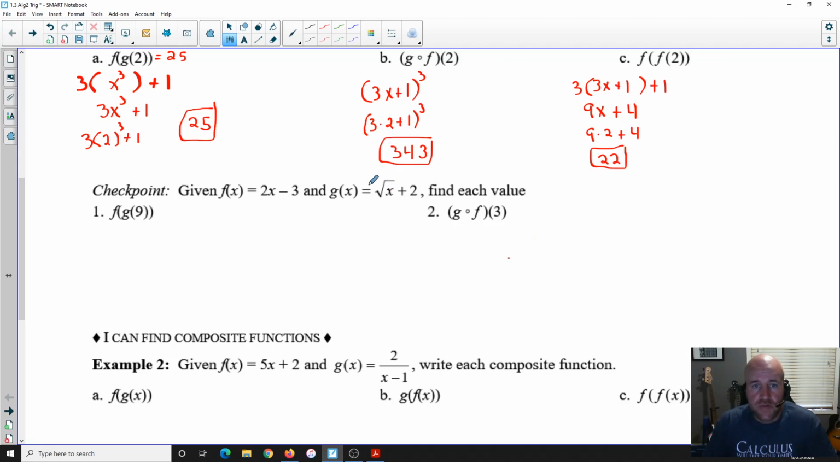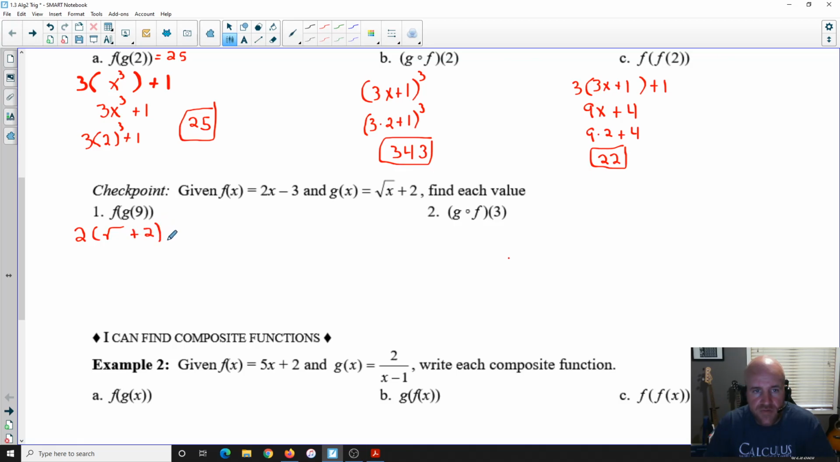So go ahead and pause and do the checkpoints, and then I will go over these. So the first one, f of g of 9. So I'm going to speed up the process a little bit. I'm going to throw the number that we are evaluating in right off the bat and go from there. Saves us a little time. You'll see what I'm talking about. So f first, so 2x. And remember, g goes inside, so the function g goes inside of here.